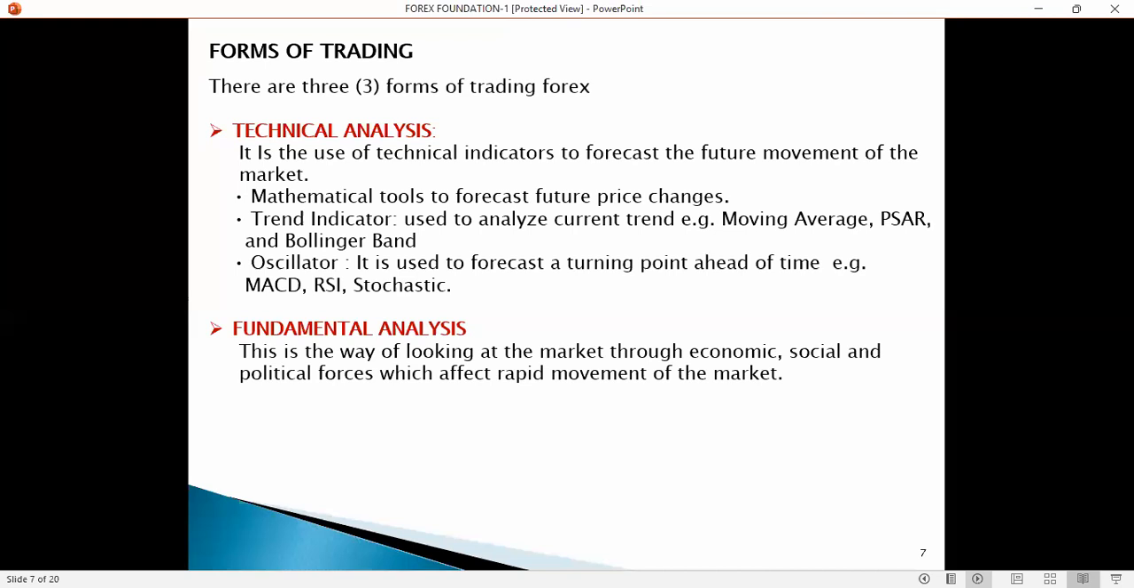All right. So fundamental analysis is all about knowing what a particular country is going to do at a point in time. For example, we have a popular news known as non-farm payroll. This non-farm payroll is from the US, and this news is one of the very, very significant news when it comes to online trading.